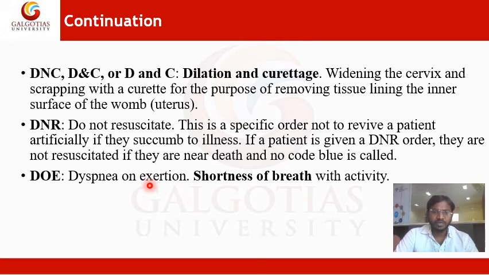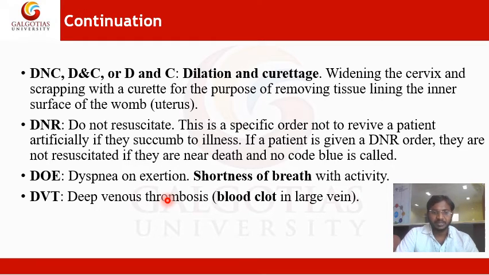DOE, dyspnea, shortness of breath, related to the lungs. DVT, deep venous thrombosis. It means a blood clot in a large vein. The superior and inferior vena cava are in the human body. When you study anatomy and physiology, you can identify these words. What is the vein and artery? Somewhere there is an accidental blood clot formation. When there is a blood clot formation, the doctor will mention DVT.